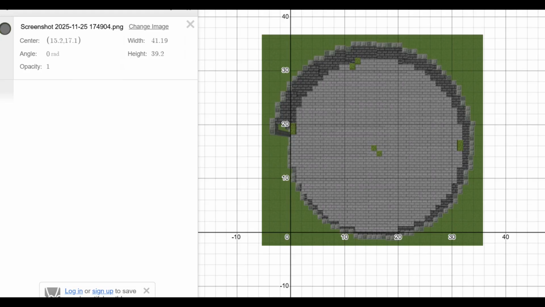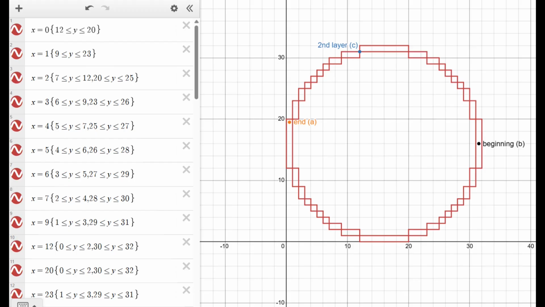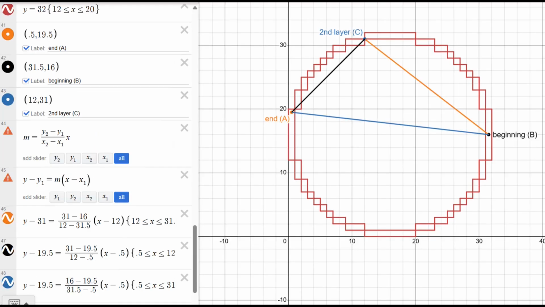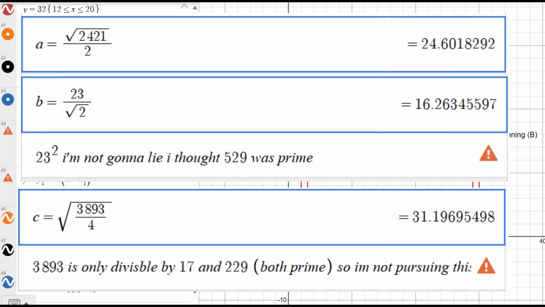If I graph the circle with a diameter of 32, and each of these points, I'm able to construct a triangle by drawing lines between them. Finding diagonal lengths in Minecraft can be tricky since everything's in blocks, but I can get the horizontal and vertical lengths relative to the center very easily, allowing me to use the Pythagorean theorem to get the lengths of the lines.